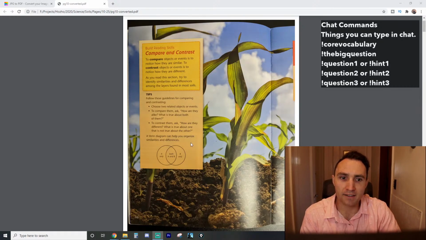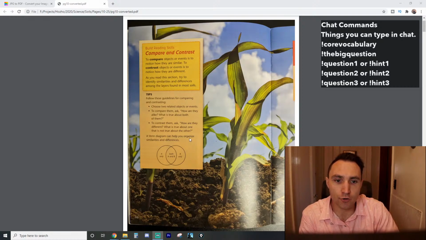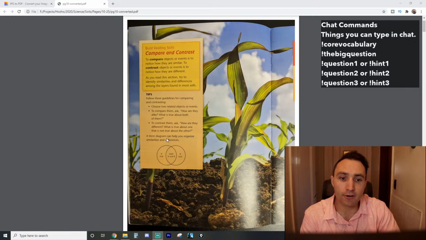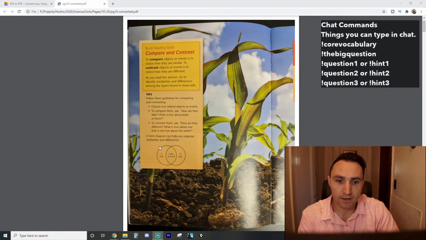To compare them, ask, how are they alike? What is true about both of them? To contrast them, ask, how are they different? What is true about one that is not true about the other? And then here's a Venn diagram that you can use and draw to help you compare and contrast. You have two circles and they're overlapping in the middle, and you have one thing, or A, on one side and B on the other, and those are the contrasting points of how they're different. And in the middle, you can put the things that how they are similar.